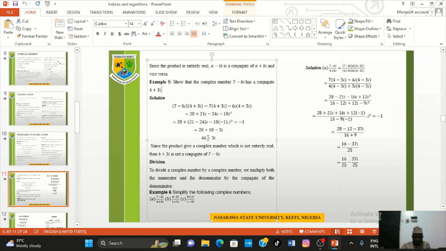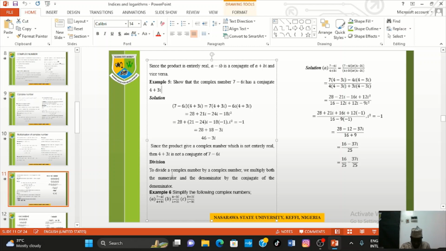So the resultant is not real here, as you can see. So that shows that the complex number 7 minus 6i is not a conjugate of 4 plus 3i. Because according to the rules, once they are conjugates of each other, then their product must be what? Entirely real. So this one is still giving us a complex form. So it's not a conjugate.